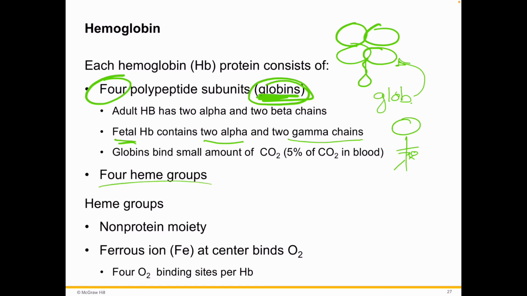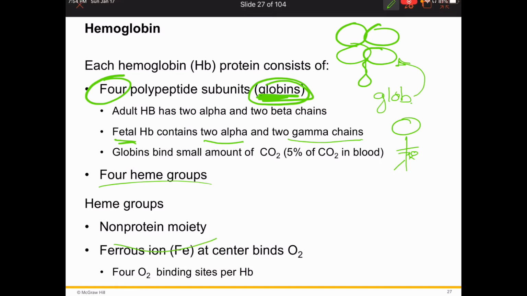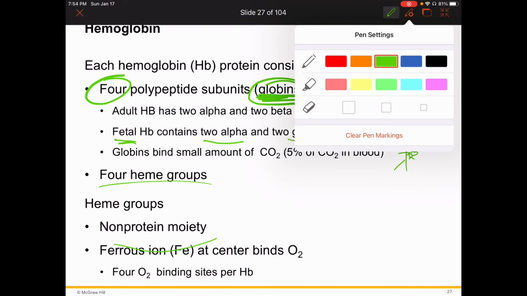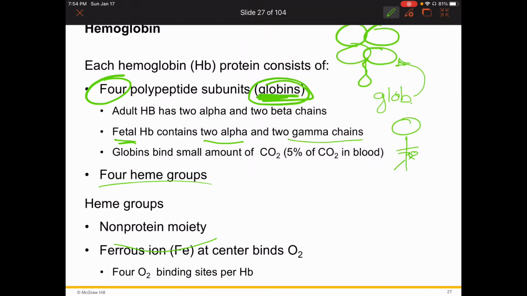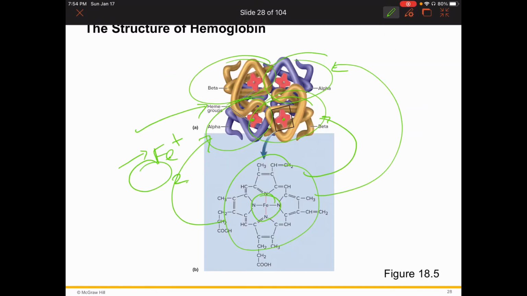So we have the four heme groups. They are a non-protein moiety, and iron. Sorry, everybody. And then iron, remember, is going to be the seat that oxygen likes to sit on, and there are four binding sites right in the middle of each one of these leaves for that iron. There's that structure of hemoglobin again, looking good. This is an adult one, right? Alpha beta chains.